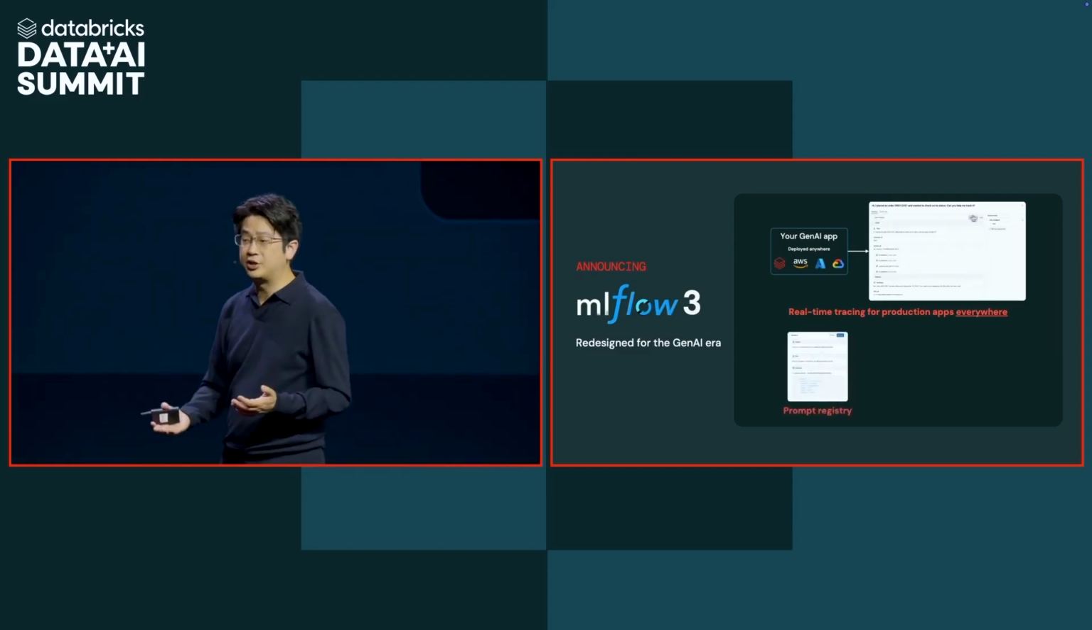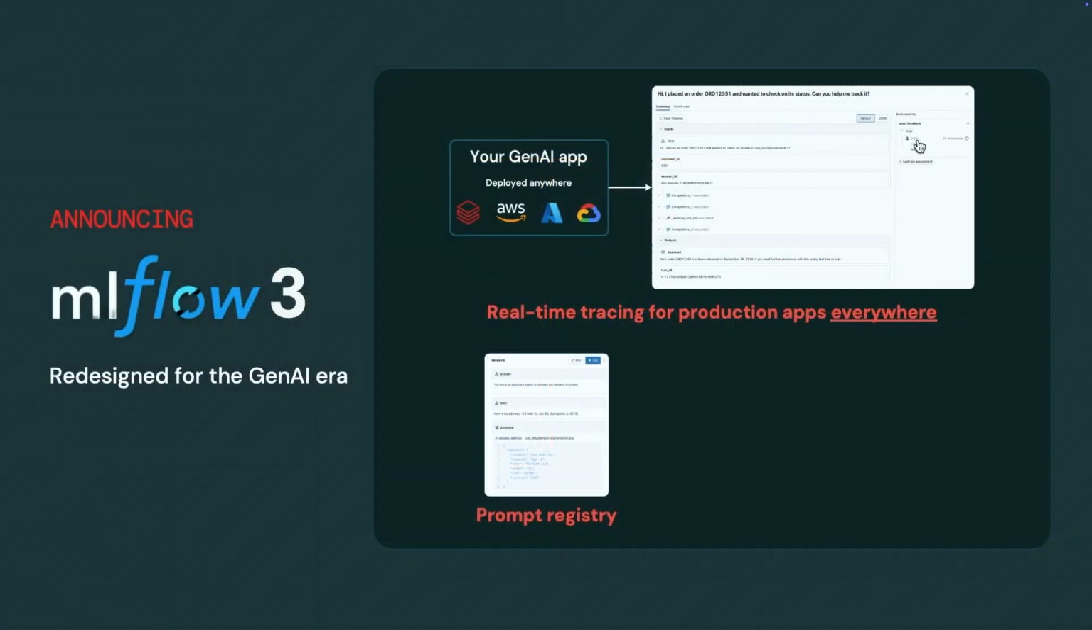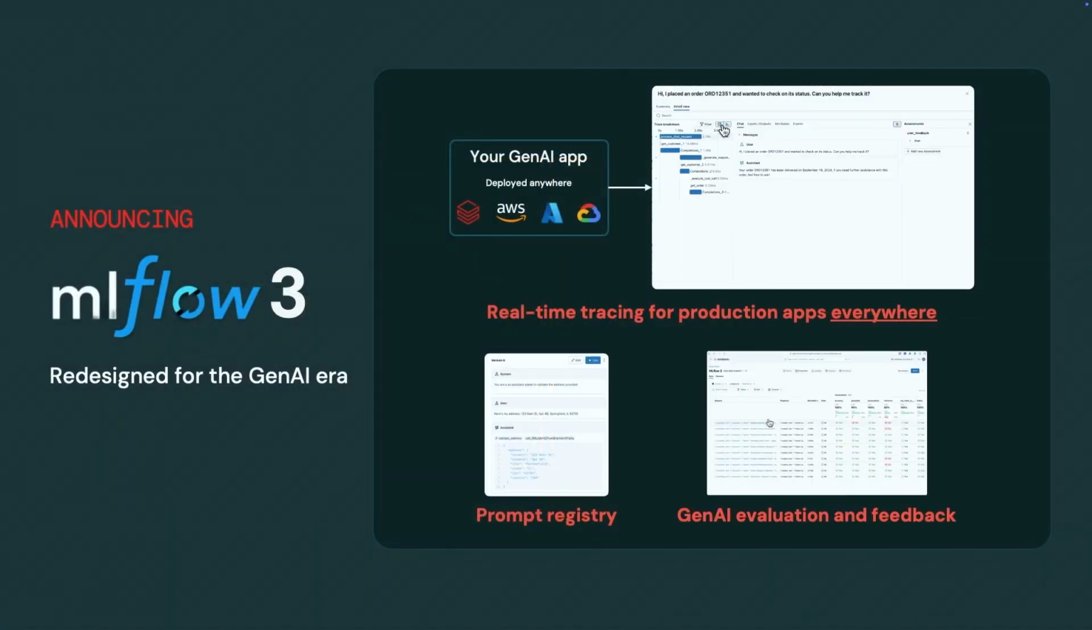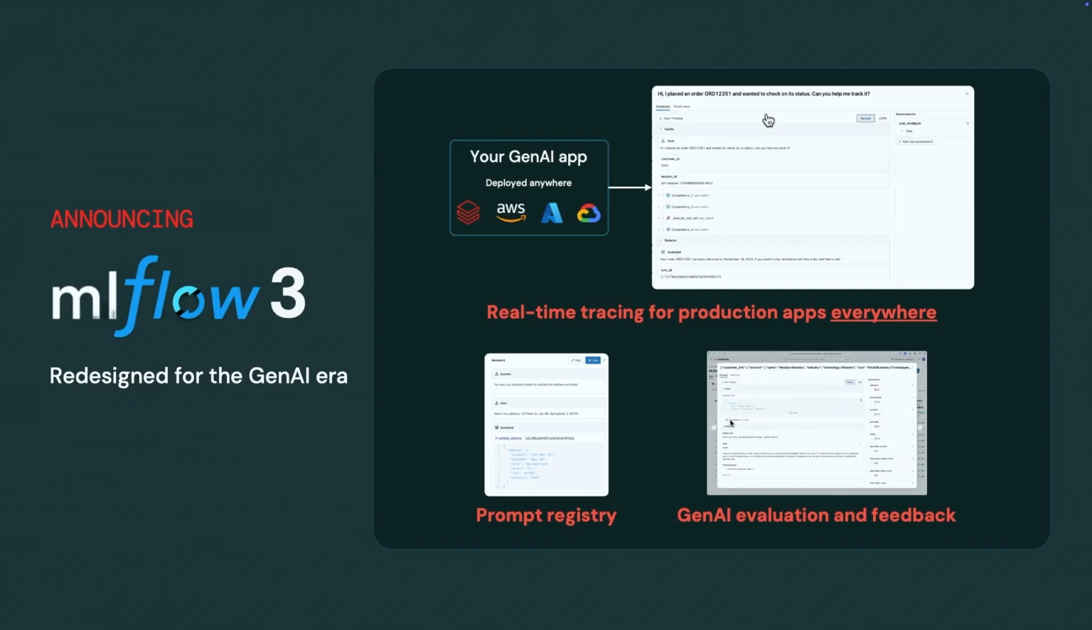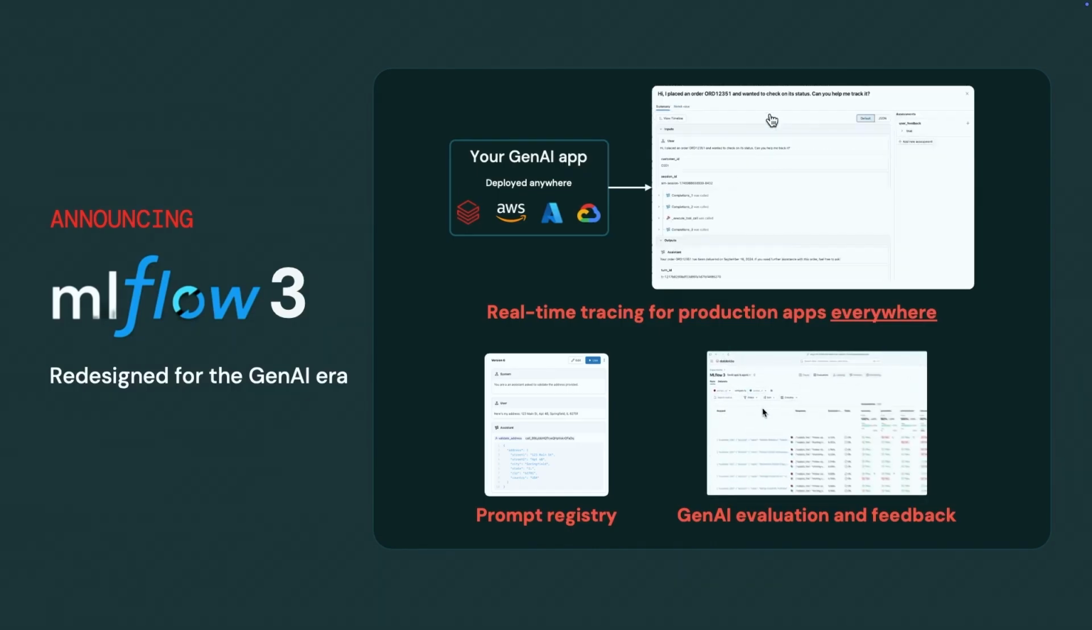With our prompt registry, you can now track, version, and deploy prompts from Unity Catalog. And we've also developed an entire suite dedicated to generative AI evaluation and feedback that both Agentbricks, as Casey sort of demoed, and also DIY agents can take advantage of.